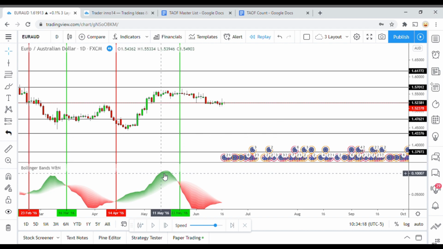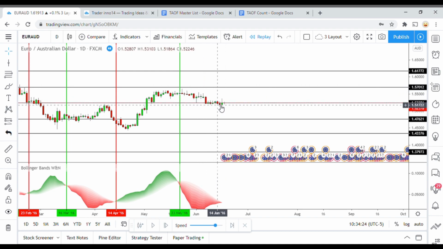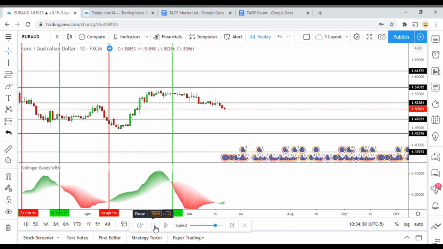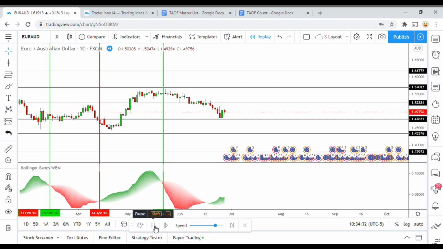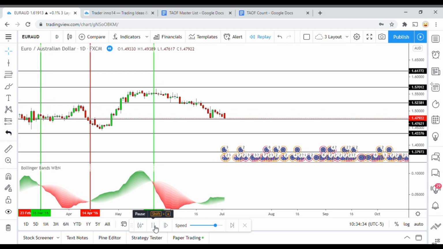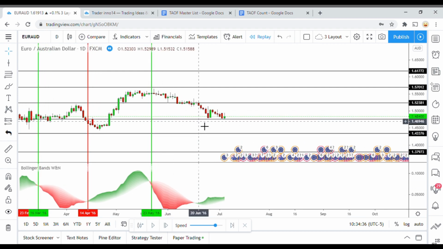We noticed that it was weakening over here on the Bollinger Band. We noticed that it was starting to roll over in price action, came down, hit this area, and now at this point it's starting to consolidate a little bit more. And there it goes. It finally gave up the move.